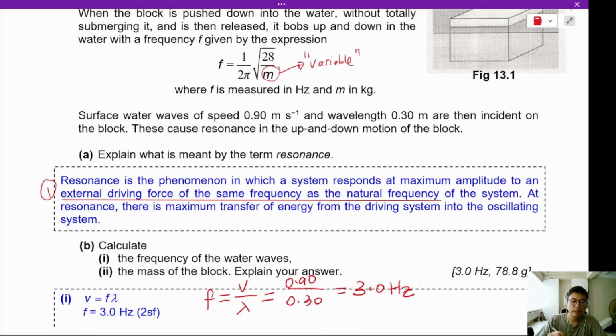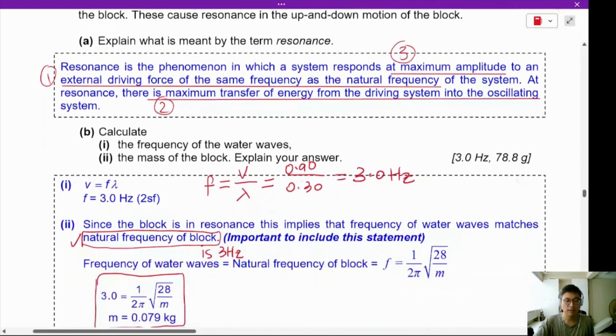Next, when the external driving force is the same frequency, there will be a maximum transfer of energy from the driving force into the oscillating system. Okay, number 2. And then what happens is that the system will have a maximum amplitude. Okay, number 3. So as long as you cover these 3 parts: number 1, that there is an external driving force with the same frequency as the natural frequency of the system. Number 2, there will then be maximum transfer of energy into the system. And number 3, the system will oscillate at maximum amplitude. This is what's called resonance.